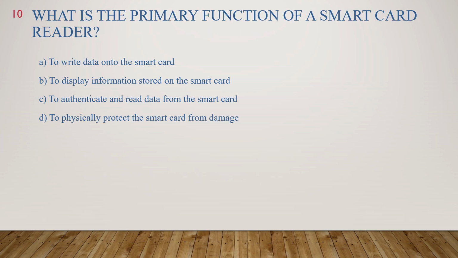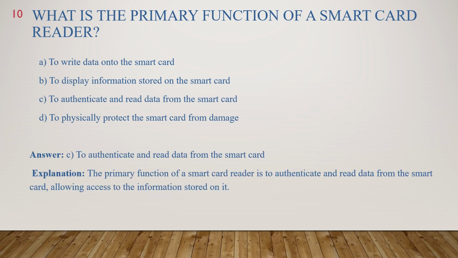Question number 10. What is the primary function of a smart card reader? A. To write data onto the smart card. B. To display information stored on the smart card. C. To authenticate and read data from the smart card. D. To physically protect the smart card from damage. The primary function of a smart card reader is C. To authenticate and read data from the smart card.